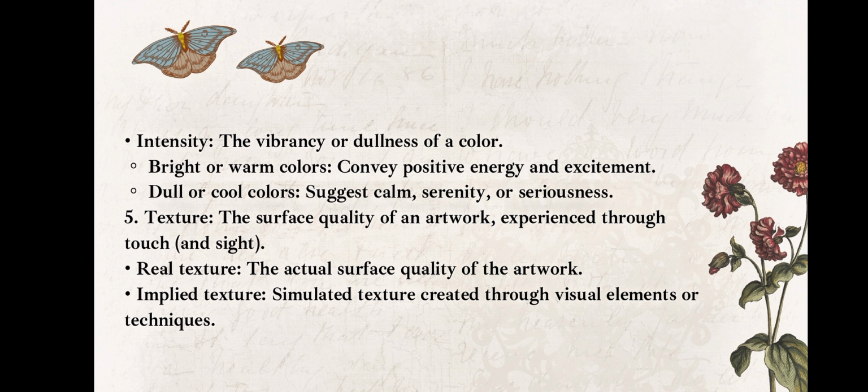Next is implied texture: simulated texture created through visual elements or techniques. For example, you draw a baby cat, and when you look at it, it seems real, just like an illusion. So there is a difference between the two.